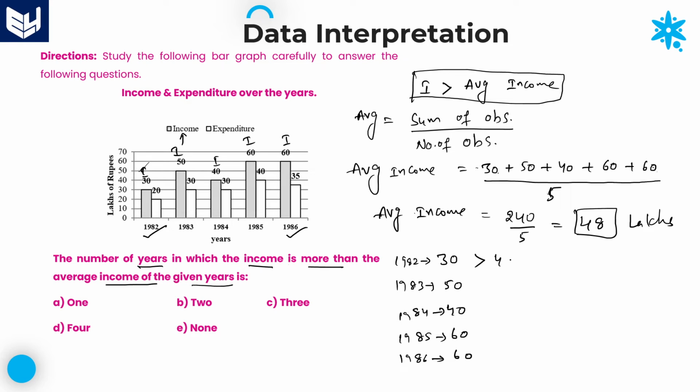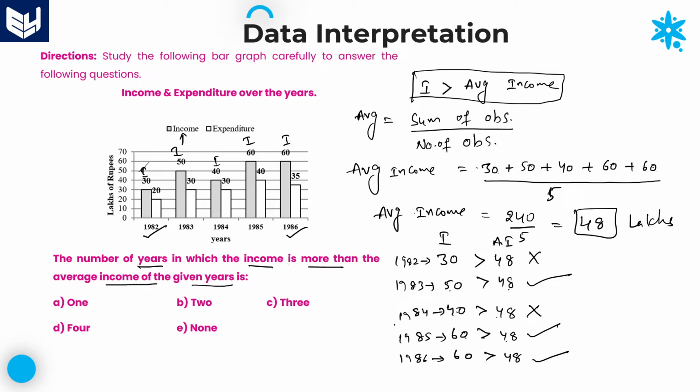Now if you observe each and every value with the average, according to the condition, income is greater than 48. I'm just writing the condition, I'm not saying it is exactly true. Here these are the income values and these are the average income values. Now 30 greater than 48? This is not true. 50 greater than 48. Yes, this is true. 40 greater than 48. This is not true. 60 greater than 48. That is true. 60 greater than 48. Yes, that is also true.